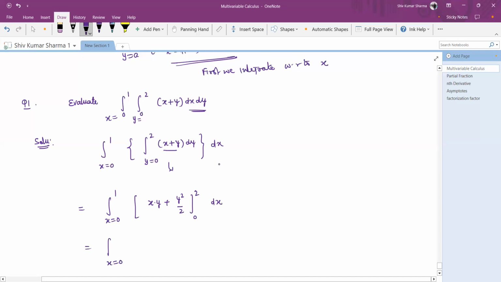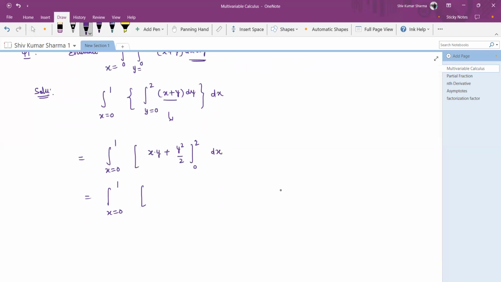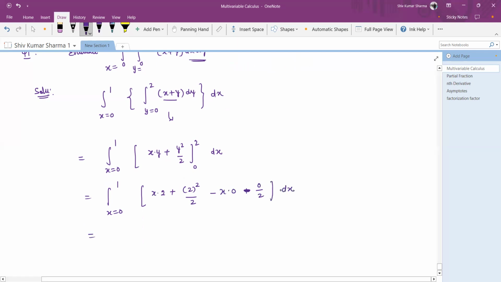when we apply the limit, first we apply the upper limit, then minus the lower limit. So we put the upper limit in place of y. x is constant, so we put 2 here, 2 square upon 2, minus the lower limit. So x into, in place of y, we put 0, plus, plus means minus, 0 square is 0 upon 2, into dx. So here we can write down this as x equal to 0 to 1.